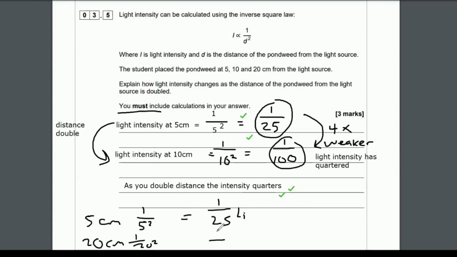What's 20 times 20? It's 400, isn't it? So we're going to get 1 over 400. So actually, when the distance goes 4 times, the light intensity is 4 times 4, 16 times weaker. So when you double it, it gets 4 times weaker. If you triple it, it's 3 times 3, it's 9 times weaker. If you quadruple the distance, the light intensity gets 4 times 4, 16 times weaker. Bosh. Right, let's move on.